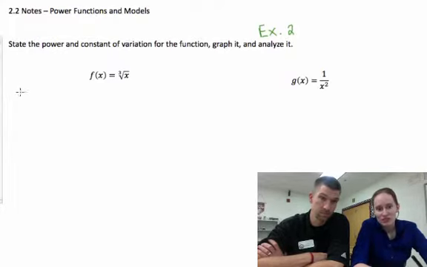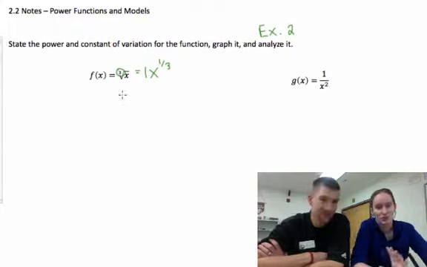State the power and constant of variation. So let's rewrite this as something that looks more like a power function. The cubed root of x is the same as x to what power? The 1/3 power. Right, and the 3 comes from this little number right here. Because we're not squaring x or anything, x is to the first power. That's why there's a 1 on top. So now this looks like a power function. What's in front of x to the 1/3? There's only one of them. So it's 1x to 1/3.